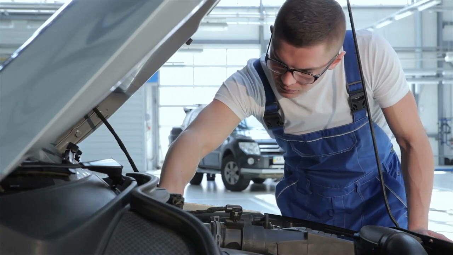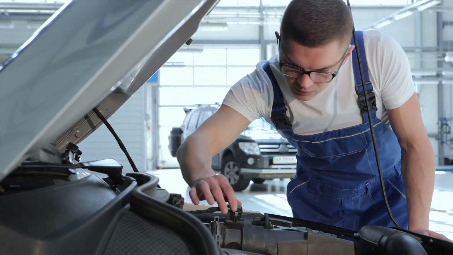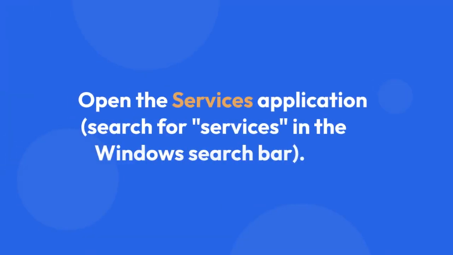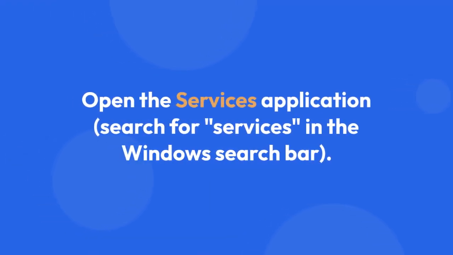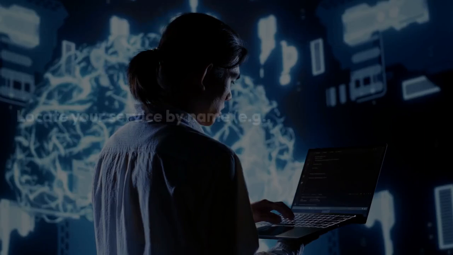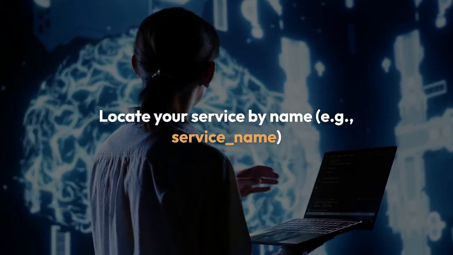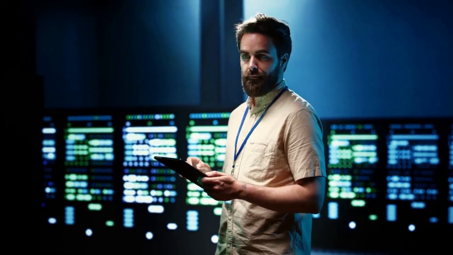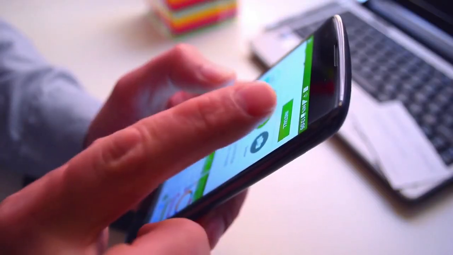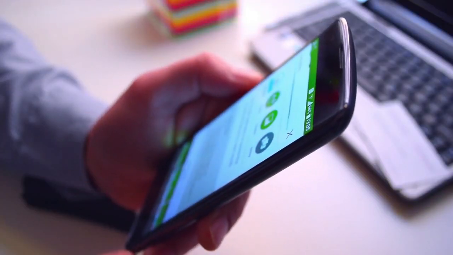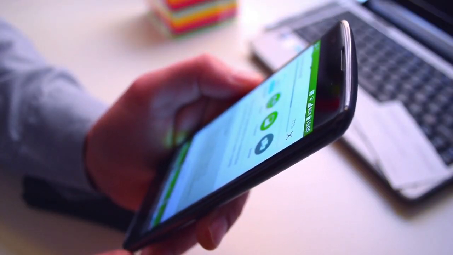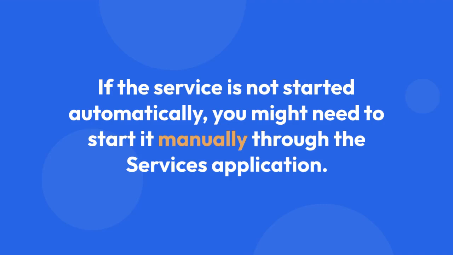6. Verify the installation. Optional but recommended. After the installation completes, open the Services application. Search for Services in the Windows search bar. Locate your service by name, e.g., service name. If it's listed, the installation was successful. You can right-click the service and select Properties to check its status and configuration. If the service is not started automatically, you might need to start it manually through the Services application.